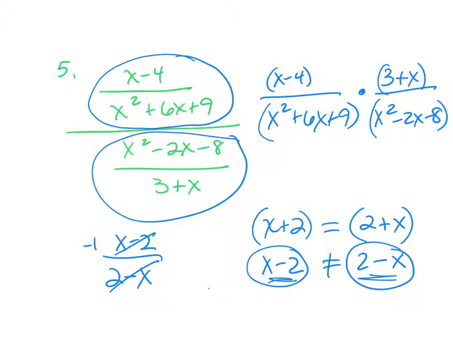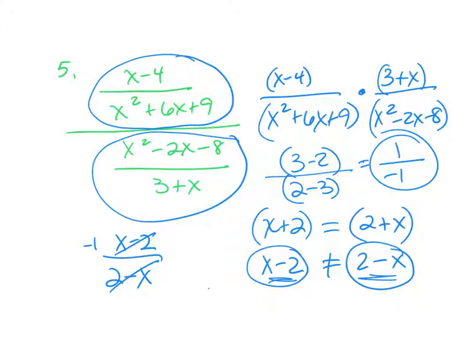Because think about it: 3 minus 2 over 2 minus 3. What is 3 minus 2? 1. What is 2 minus 3? -1. See how that equals -1? You have to leave a -1 in its place.